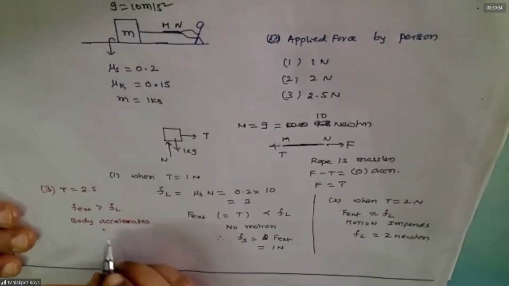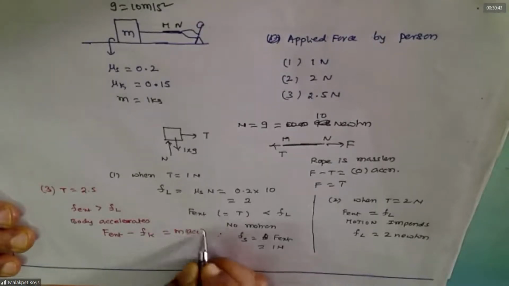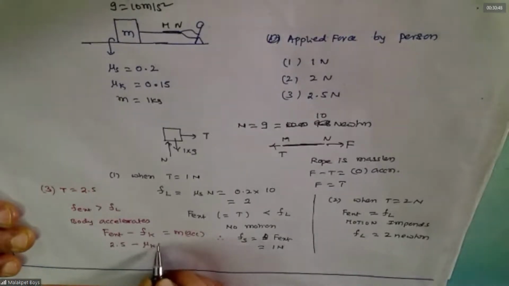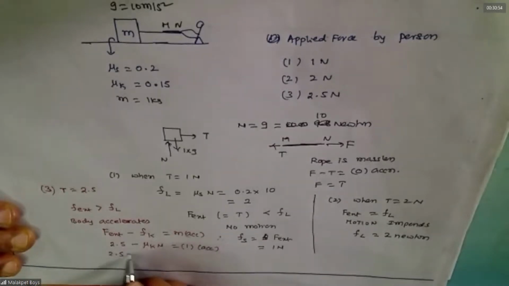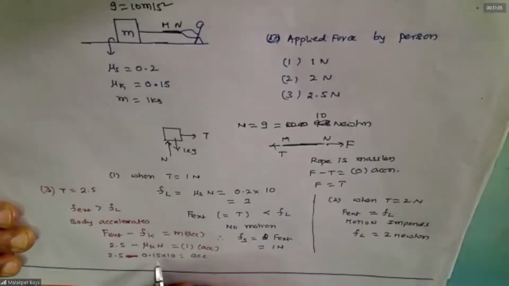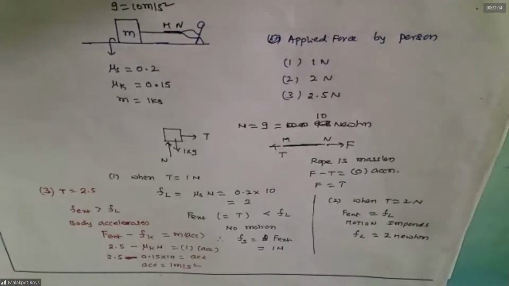When the body accelerates, kinetic friction will be there. So you have F external minus kinetic friction equals mass into acceleration. External force is 2.5. This is mu k into N. Mass is 1 into acceleration. What is mu k given? 0.15 into normal reaction, how much did you get? 10. Equals acceleration. 2.5 minus 1.5 is 1. So acceleration is 1. Follow this? Yes, sir.